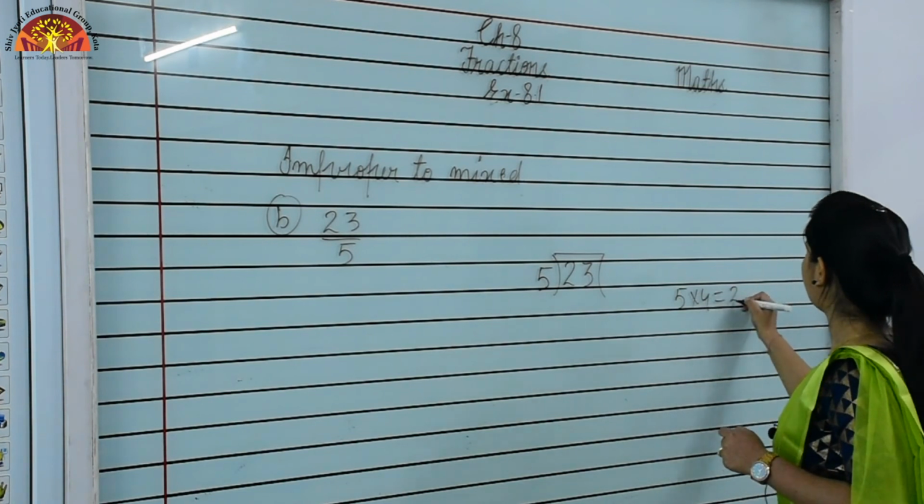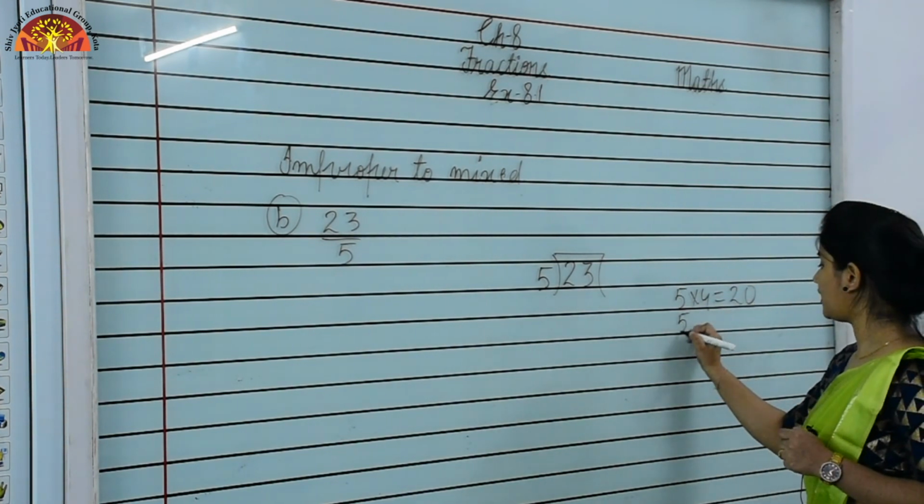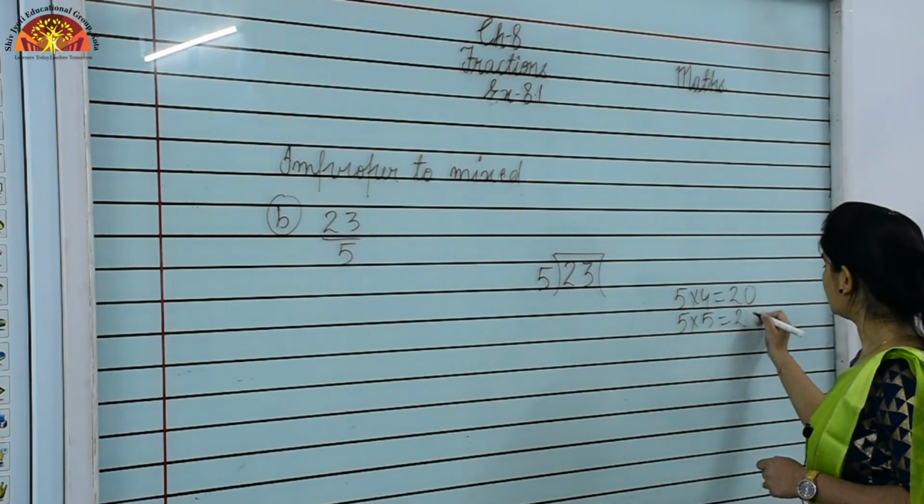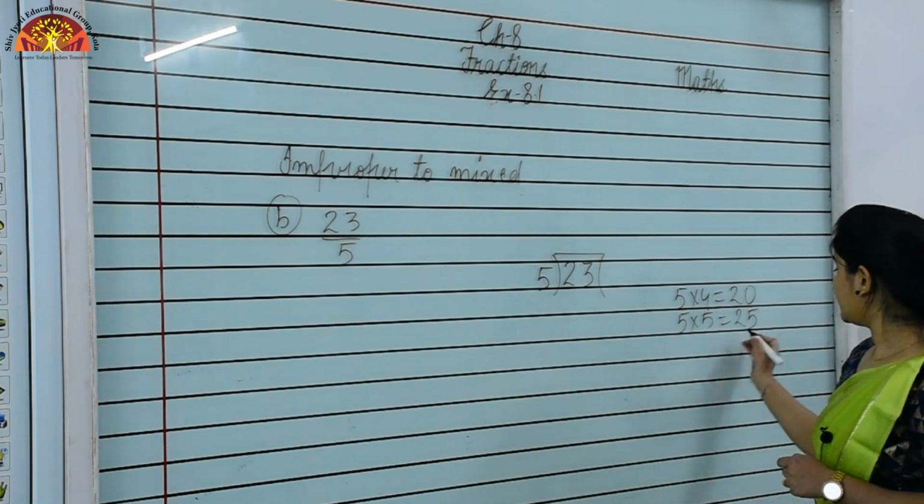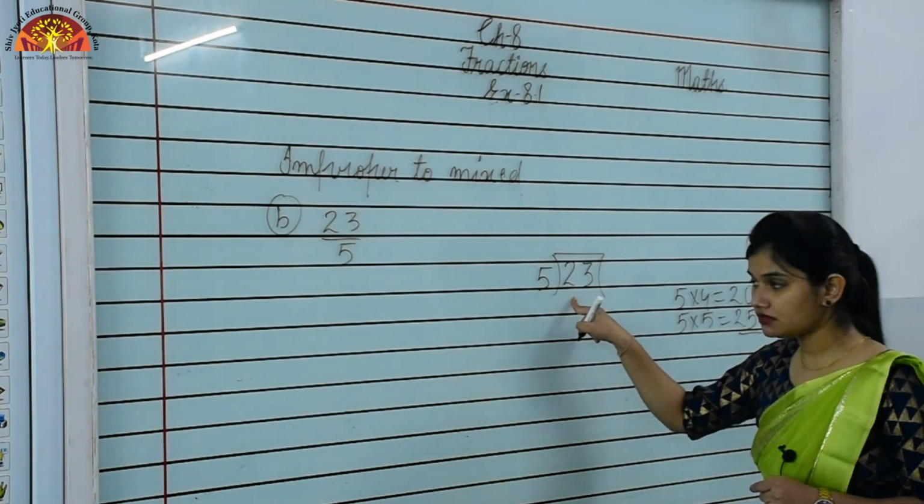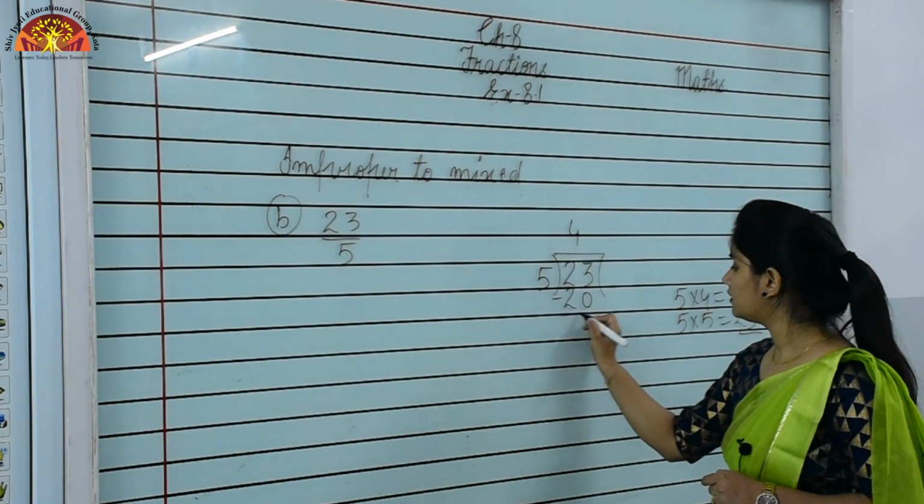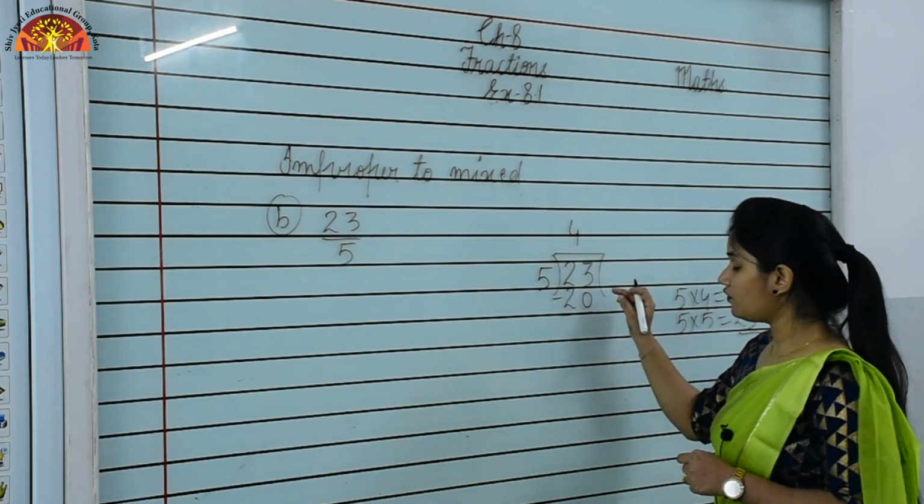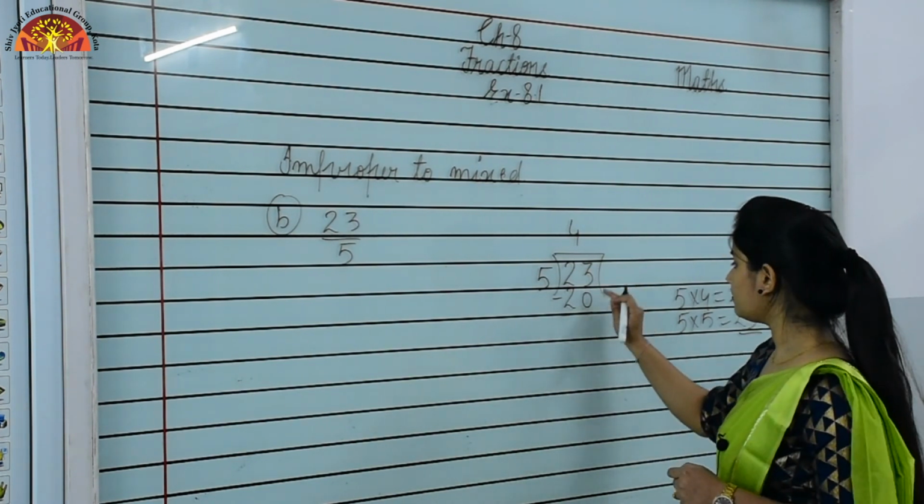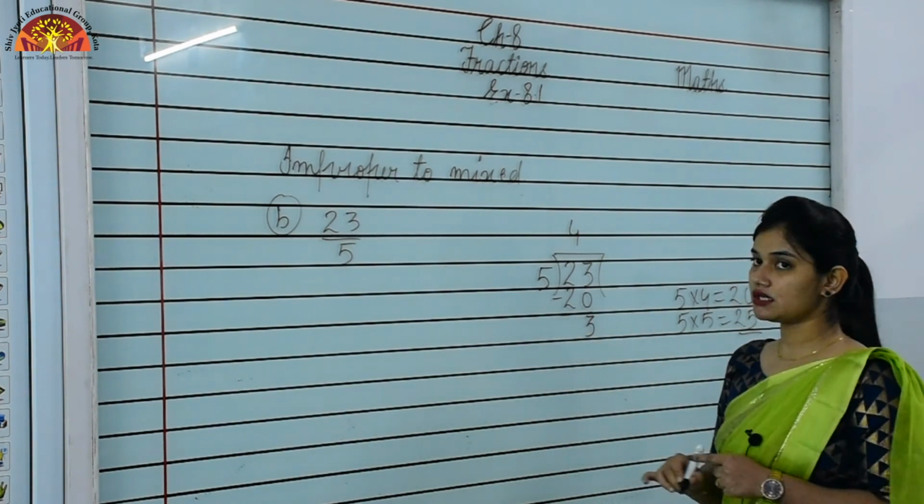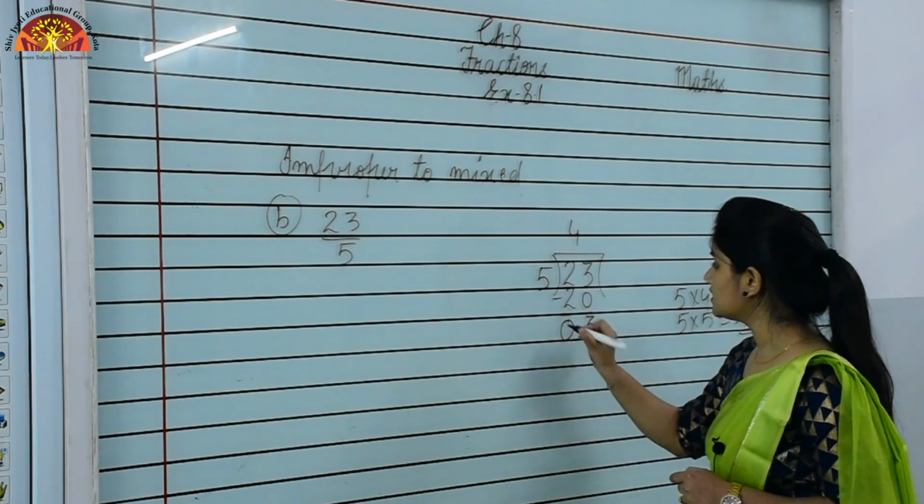As we know, 5 4s are 20 and 5 5s are 25, and 25 is greater than 23. So we have to take 4 times, 20. So now we have to subtract the numbers. 3 minus 0 is 3 and 2 minus 2 is 0.